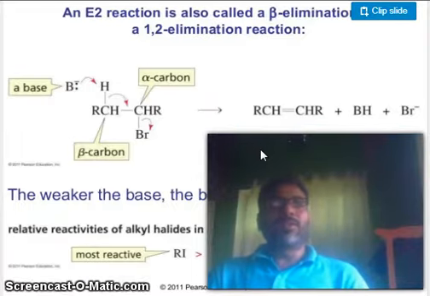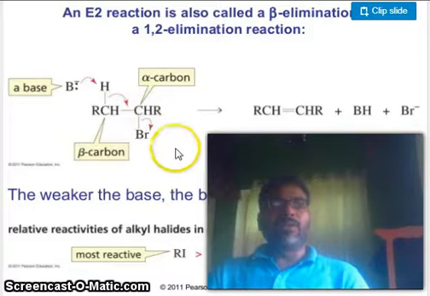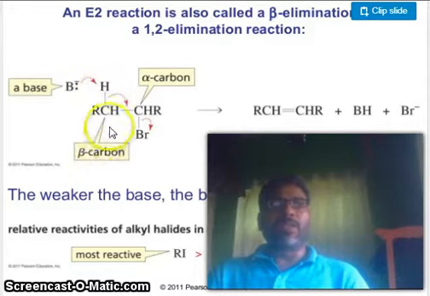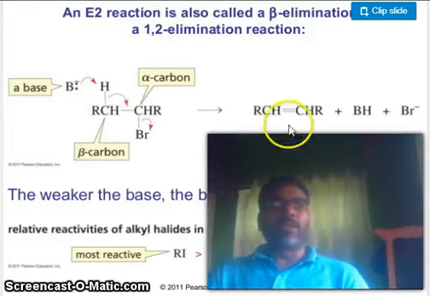Now friends, in this slide I am going to talk about E2 reactions, which are also called beta elimination or 1,2-elimination reactions. So the situation here is like this: bromine is the leaving group, the base abstracts this proton, this is the beta carbon and this is the alpha carbon, that is alpha-beta or 1,2-elimination. So this hydrogen and this bromine are eliminated, forming these products.